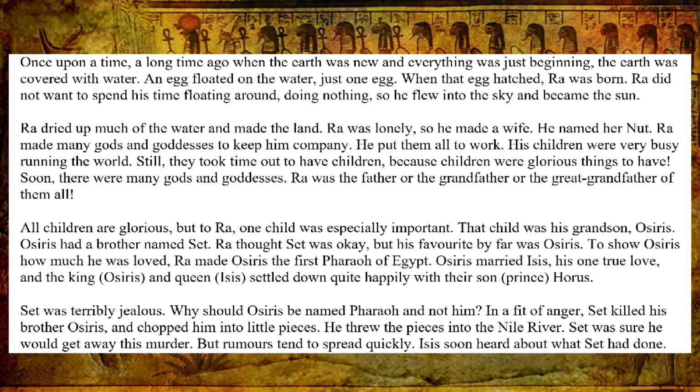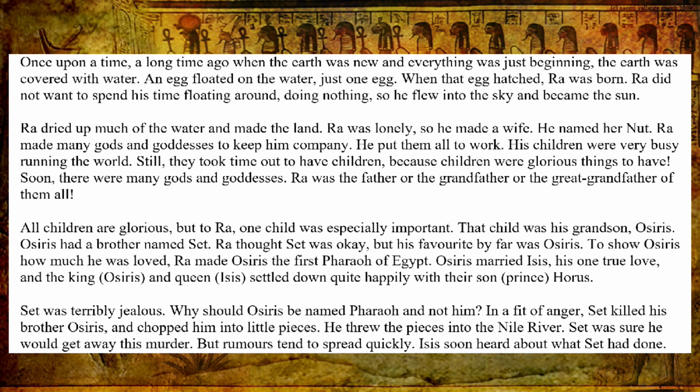All children are glorious, but to Ra, one child was especially important. That child was his grandson, Osiris. Osiris had a brother named Set. Ra thought Set was okay, but his favourite by far was Osiris. To show Osiris how much he was loved, Ra made Osiris the first pharaoh of Egypt. Osiris married Isis, his one true love, and the king, Osiris, and queen, Isis, settled down quite happily with their son, Prince Horus. Set was terribly jealous.